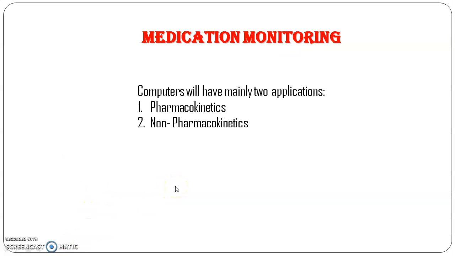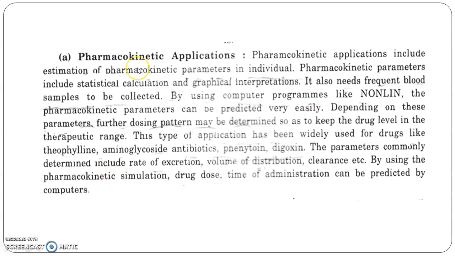Medication monitoring. So the computer has mainly two applications, that is pharmacokinetics and non-pharmacokinetics. Pharmacokinetic applications include estimation of pharmacokinetic parameters in an individual. Pharmacokinetic parameters include statistical calculations and graphical interpretation. It also needs frequent blood samples to be collected. By using computer programs like NONLIN, the pharmacokinetic parameters can be predicted very easily. Depending on these parameters, further dosing patterns may be determined so as to keep the drug level in the therapeutic range.